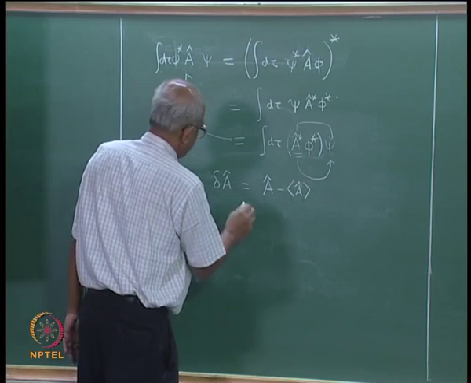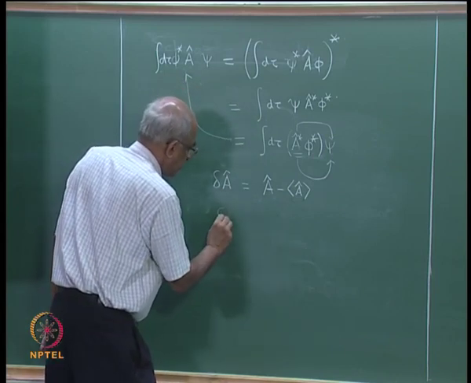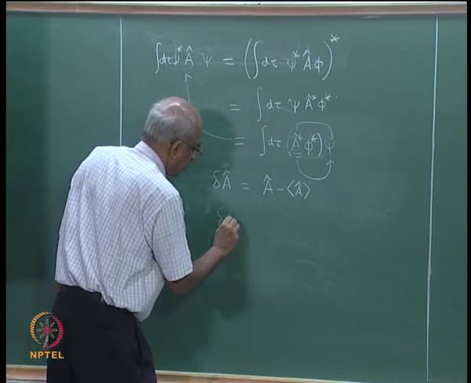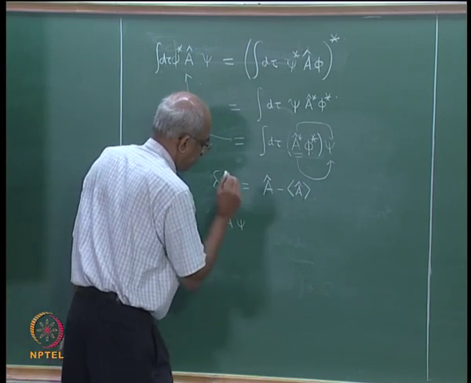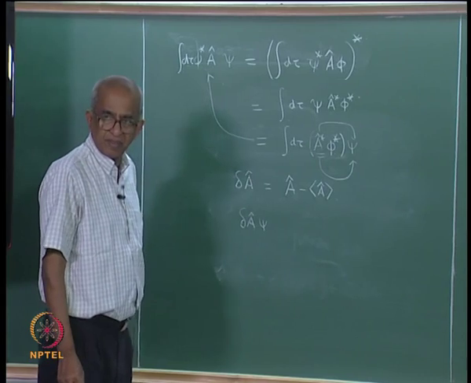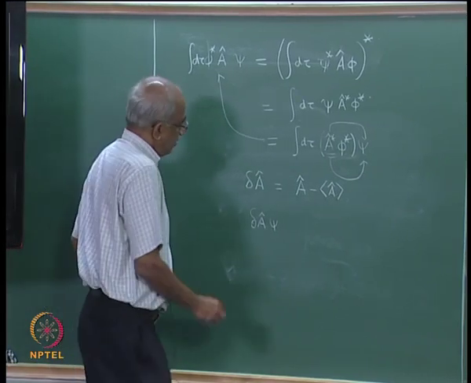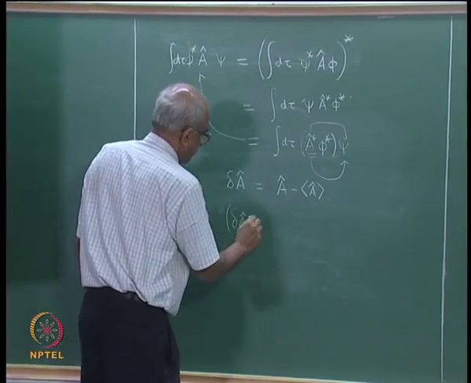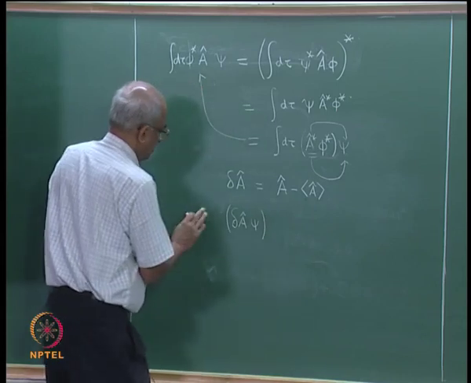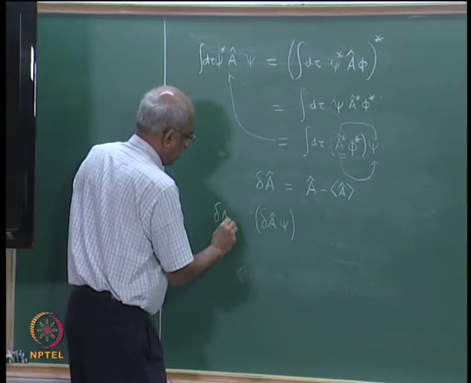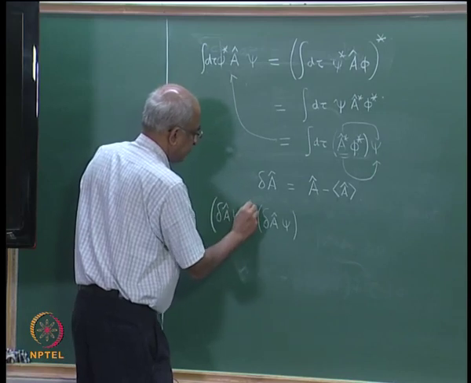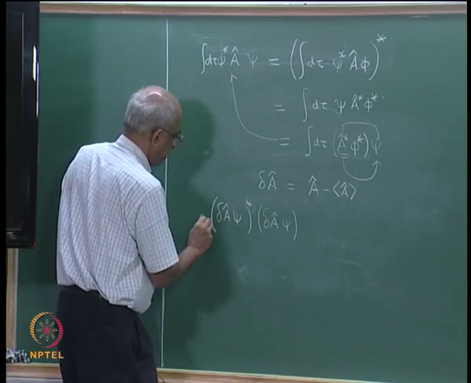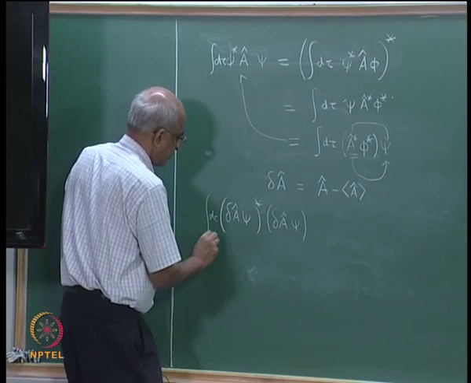So, from A I will just remove that, and then I have this operator, and now I want to calculate delta A operating upon psi multiplied by delta A operating upon psi star, with volume element d tau, integrated over the entire space.